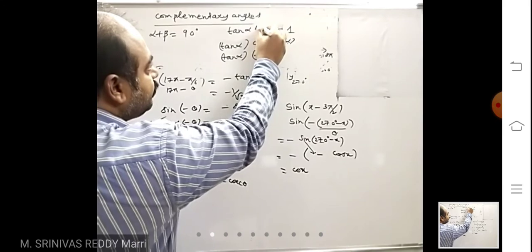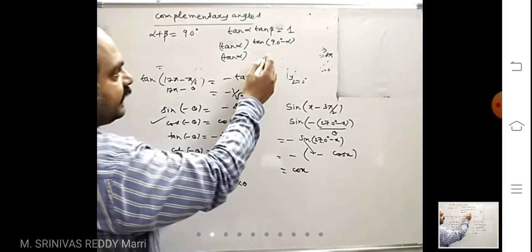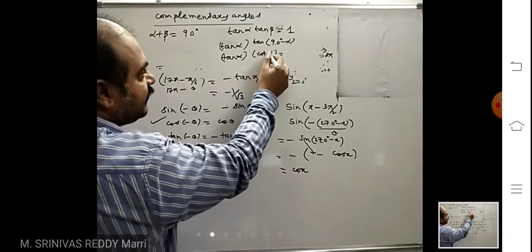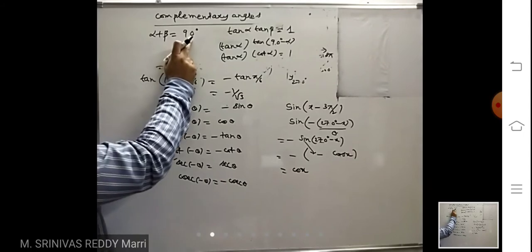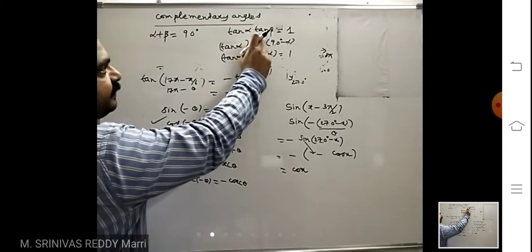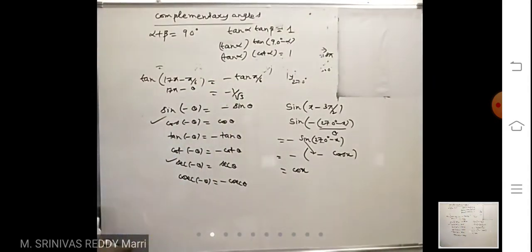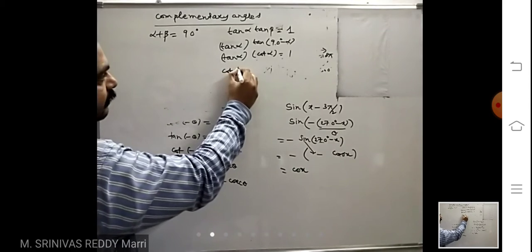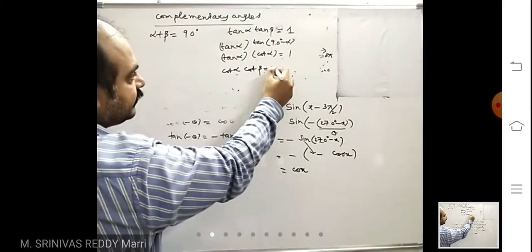Tan alpha into tan beta, not cot, tan beta. Both tan of 90 minus alpha is what? Cot alpha. This is tan alpha into 1 by tan alpha, 1. If alpha beta are complementary angles, then tan alpha into tan beta is 1. Both tans will be there. Tan alpha into this is 90 minus alpha. This will become cot alpha. Similarly, cot alpha into cot beta is also 1.